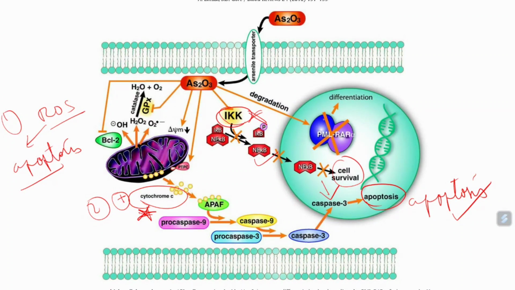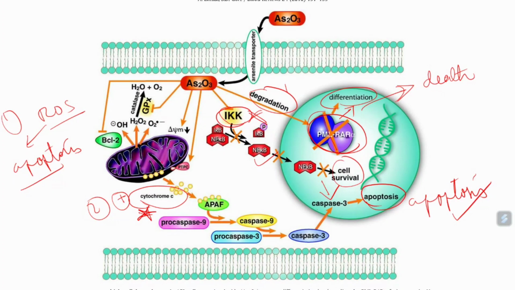And again, I told, see, PML and RAR alpha proteins are very important. So this arsenic trioxide is degrading the PML RAR alpha, and with that, it causes differentiation, and further it causes cell death due to completion of its lifespan. Okay, once the cell is differentiated, it will die. Okay, so these are the different types of mechanisms of arsenic trioxide. I think you all understood.